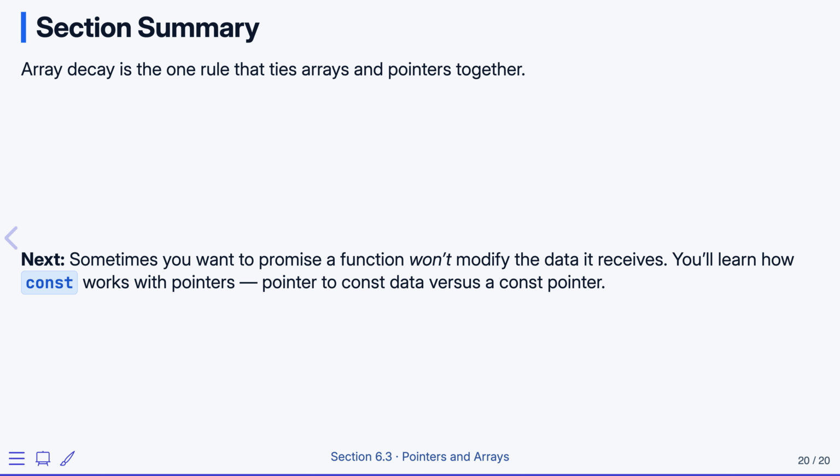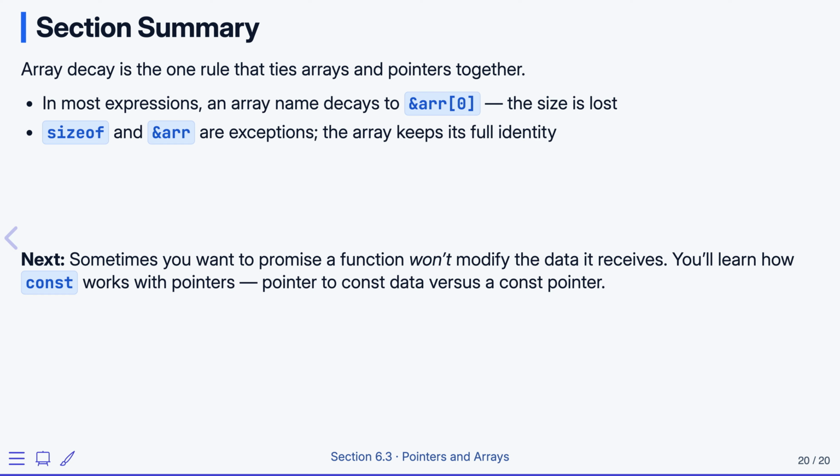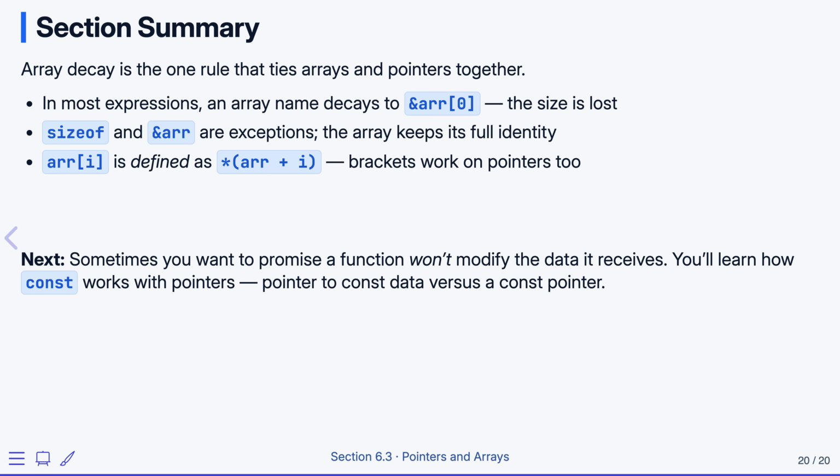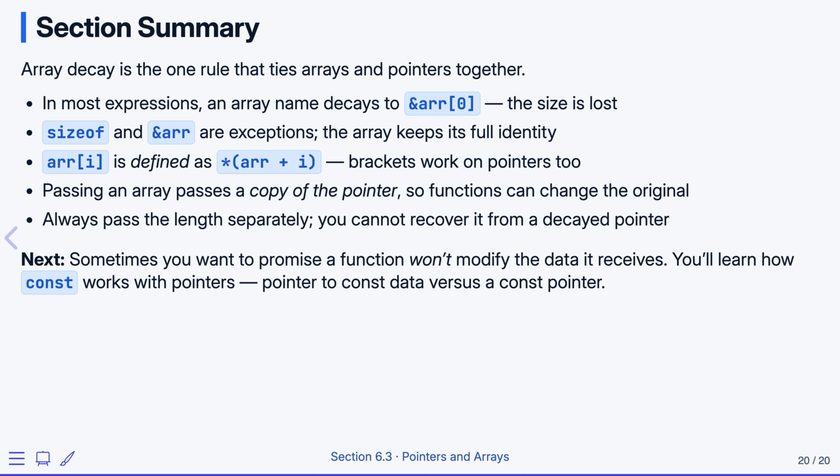Let's recap. Array decay is the one rule that ties arrays and pointers together. In most expressions, an array name decays to &r[0], and the size is lost. Sizeof and & are exceptions, where the array keeps its full identity. r[i] is defined as *(r + i), so brackets also work on pointers. Passing an array passes a copy of the pointer, which is why functions can change the original array. And always pass the length separately, because you cannot recover it from a decayed pointer.